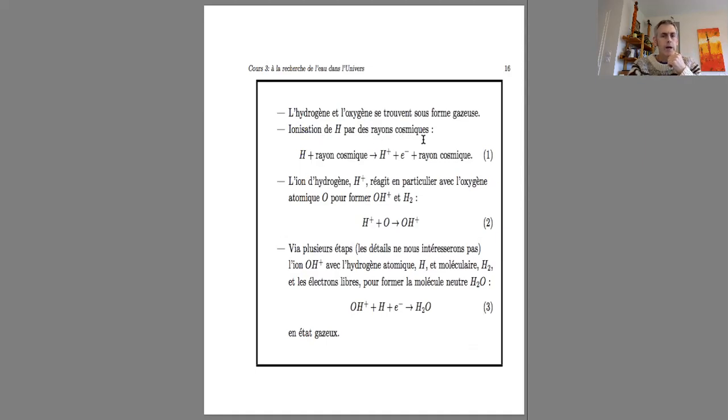Hydrogen can be ionized by a collision with a particle like a cosmic ray. I haven't spoken of the cosmic rays yet, but cosmic rays are particles streaming through space at very high energy. They're traveling near the speed of light, and these particles can collide with hydrogen.